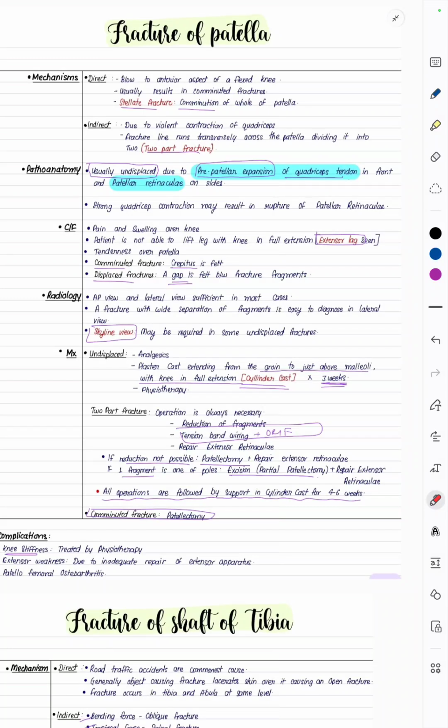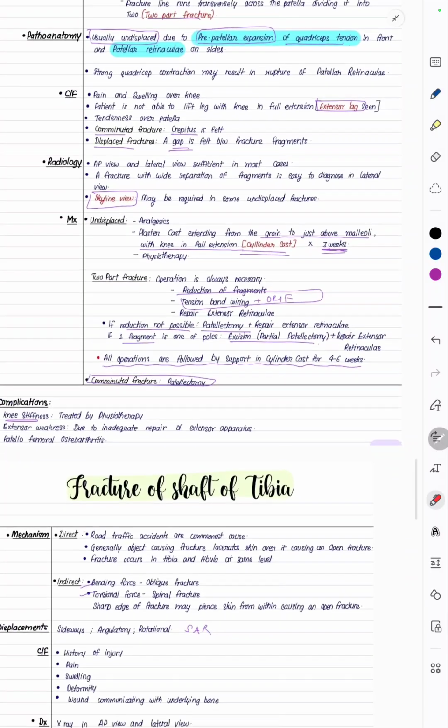Management of an undisplaced fracture: we give analgesics and a plaster cast is applied, called the cylinder cast. The cylinder cast comes from the groin up to the medial malleolus, with the knee in full extension, and it should be kept for 3 weeks. If it's a two-part fracture, then open reduction and internal fixation with tension band wiring is required. If reduction is not possible, then you have to go for patellectomy. If one fragment is gone, in that case partial patellectomy is done. All operations are followed by support in a cylinder cast for 4 to 6 weeks. This is a must. And if it's a comminuted fracture, patellectomy should be done.